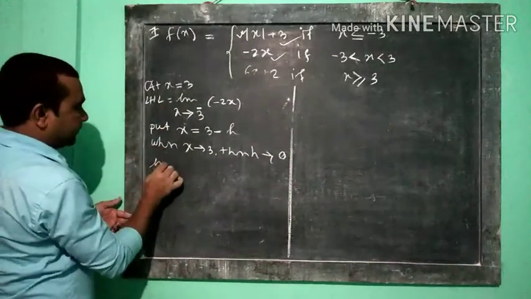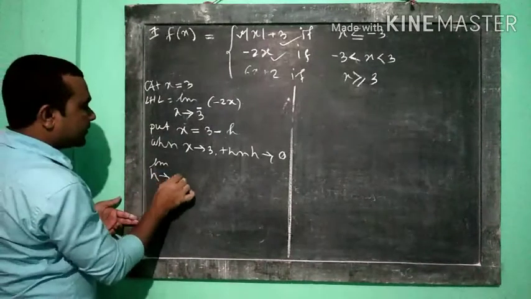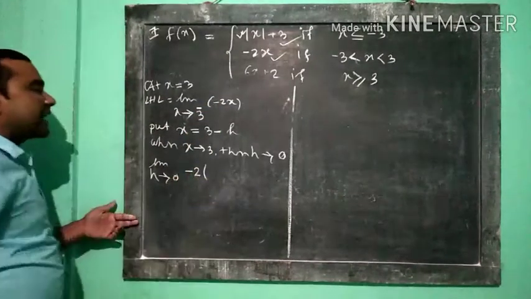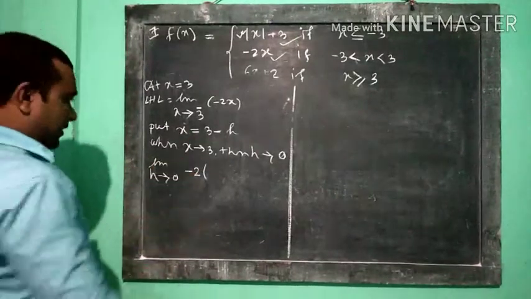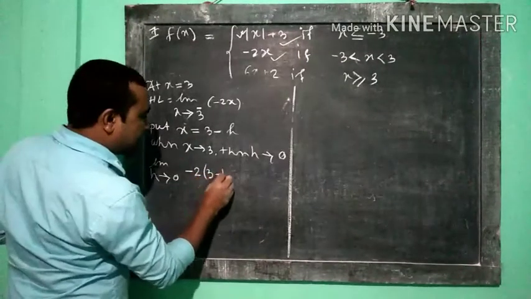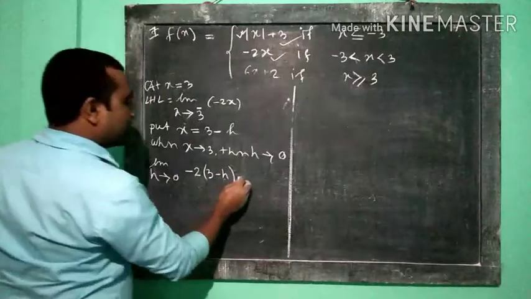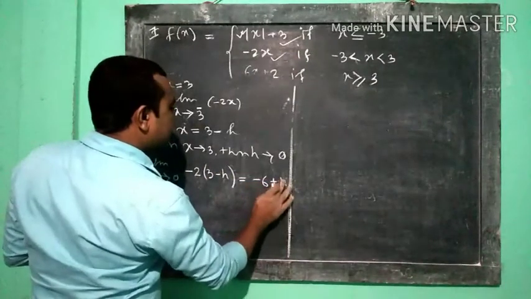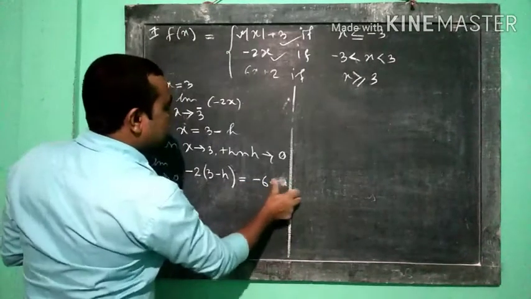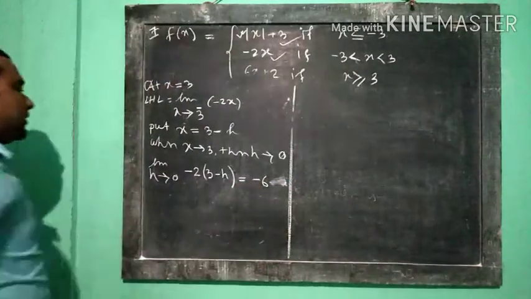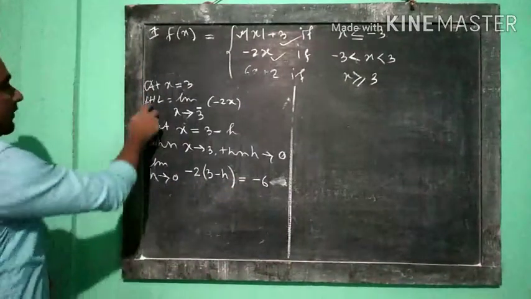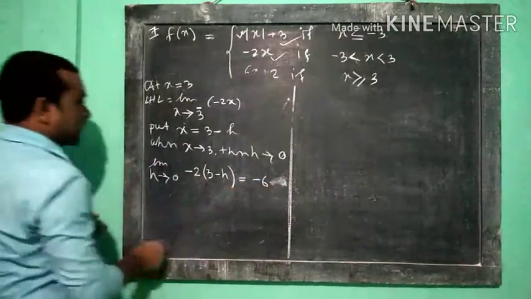Therefore limit h tends to 0 of minus 2, with x replaced by 3 minus h. So right here, 3 minus h. This is equal to minus 6 plus 2h. As h is 0, the value of this is equal to minus 6. That means the left hand limit is minus 6.